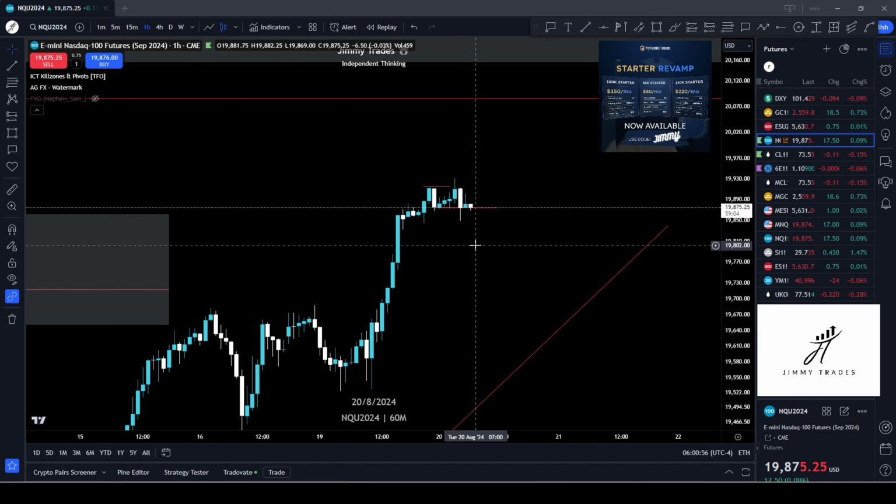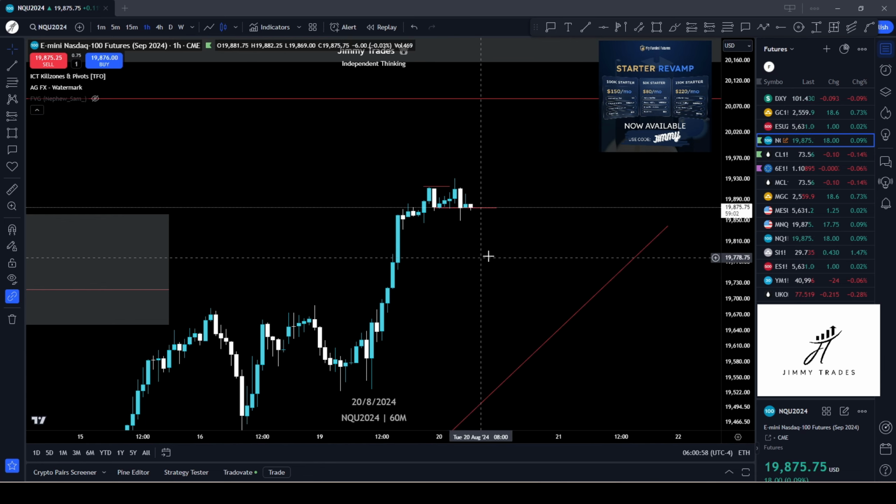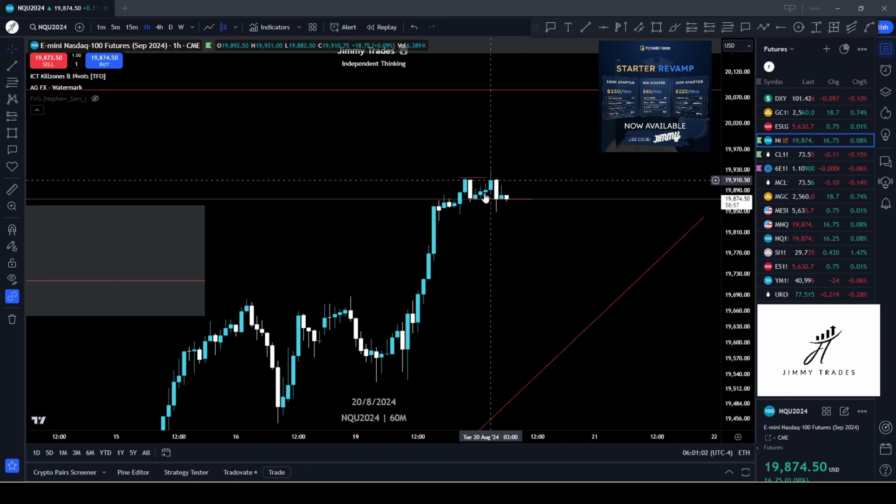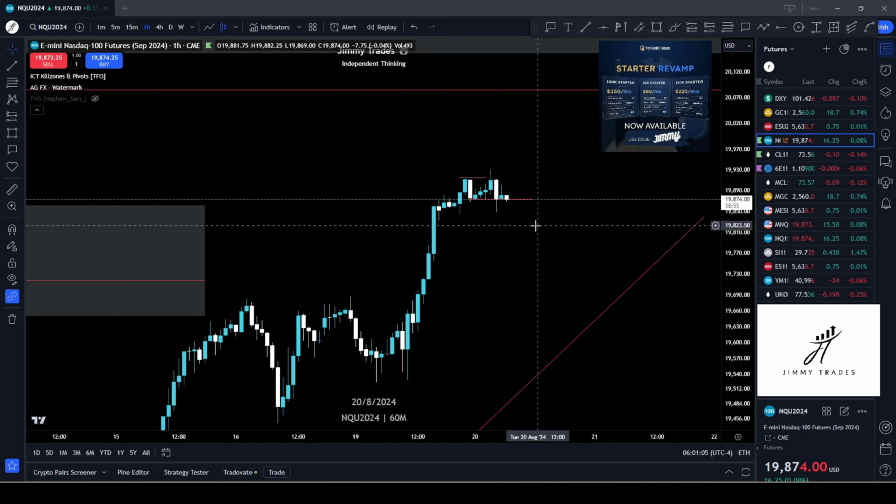Until we get that though, I would remain bullish. And obviously with no news today, we have lower probability. So I'm going to remain bullish until we see such a change in the state of delivery here.